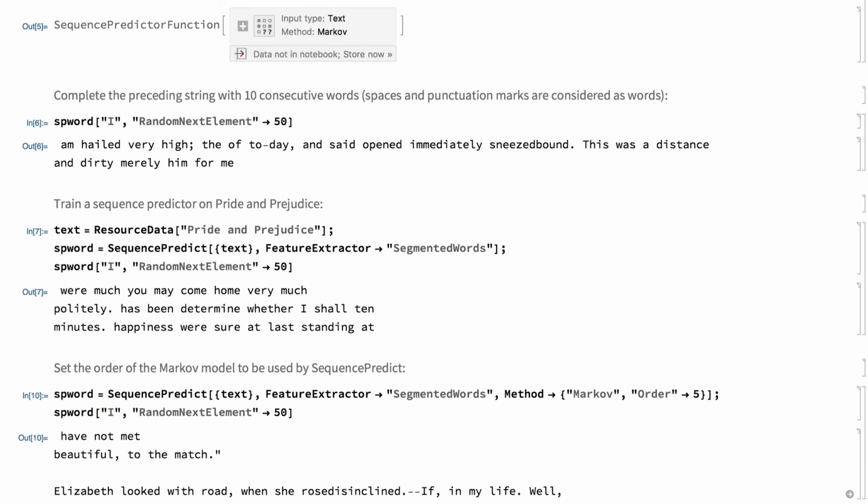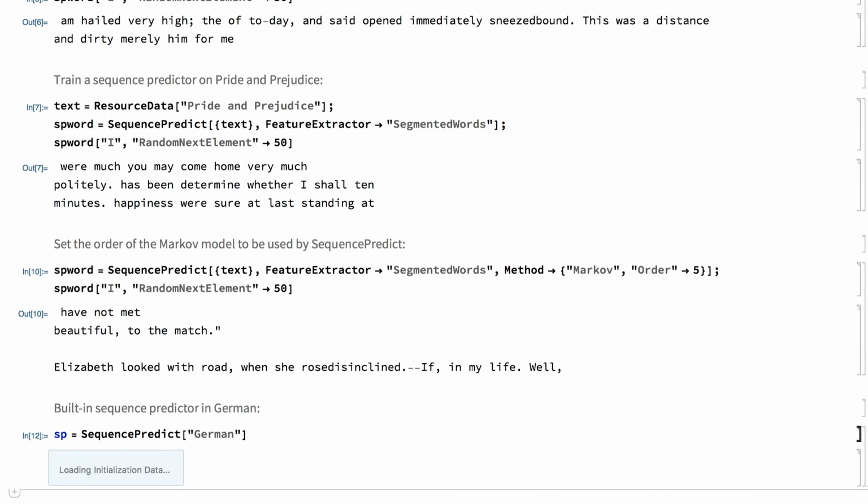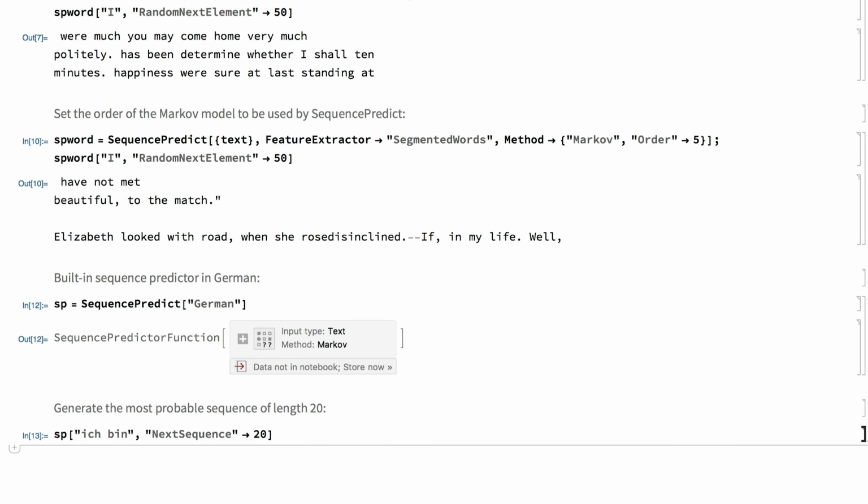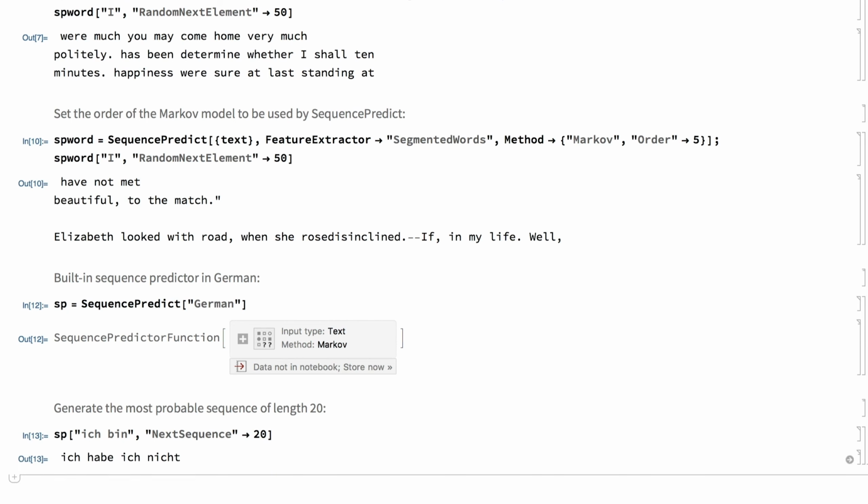The Wolfram language also has a few built-in sequence predictors trained on text in various languages that can generate pseudotext in these languages. Here's one example for the German sequence predictor.